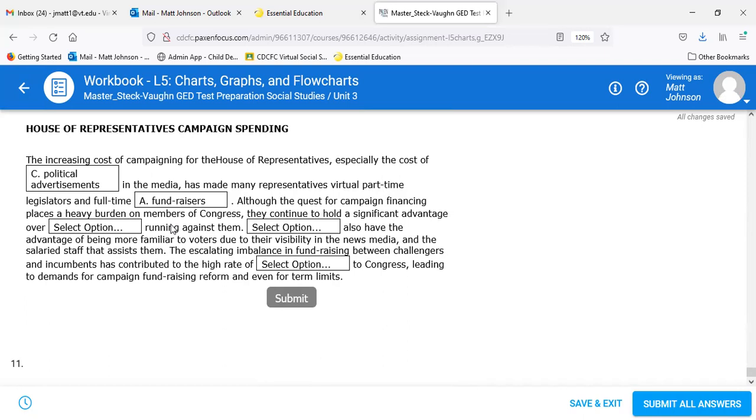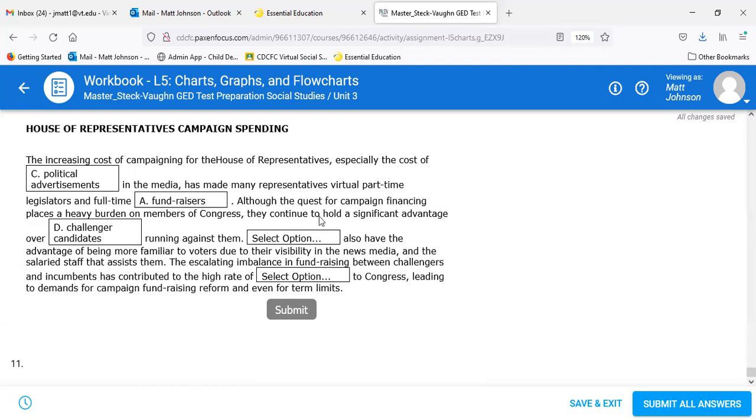And then, although the quest for campaign financing places a heavy burden on members of Congress, they continue to hold a significant advantage over... Grace? Media reporters, professional fundraisers, presidential candidates, or D, challenger candidates. Is it C? It's D. So thinking about the context, right? Although the quest for campaign financing places a heavy burden on members of Congress, they continue to hold a significant advantage over D, challenger candidates, running against them. So running against them is your context clue there. That's going to be the challenger candidate.